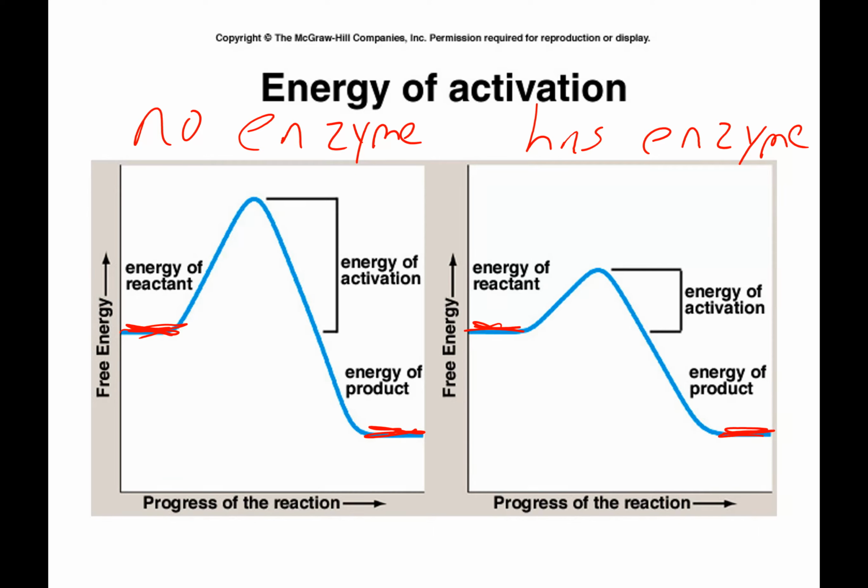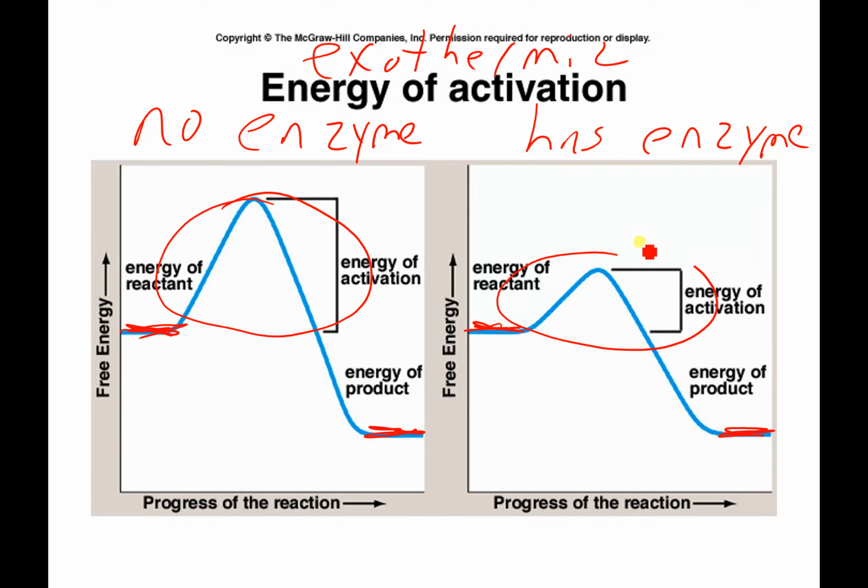So this reaction is an exothermic reaction. It's releasing energy to the environment. Notice the only difference between the two is the amount of energy needed to get this reaction started, the activation energy. With enzymes, it takes much less activation energy than without.